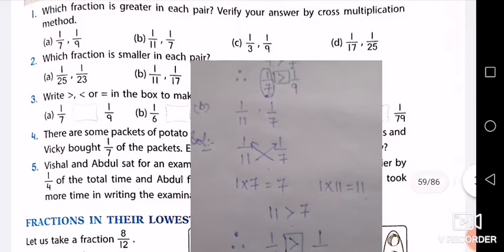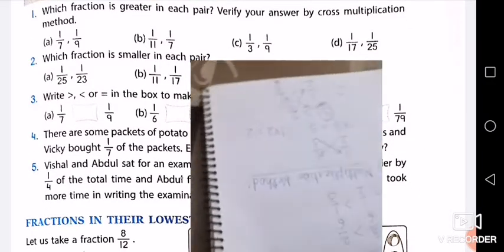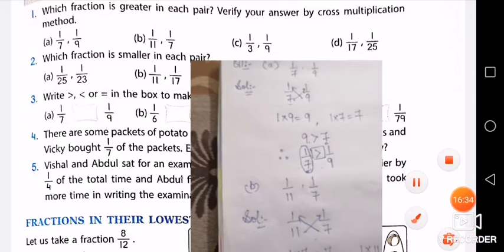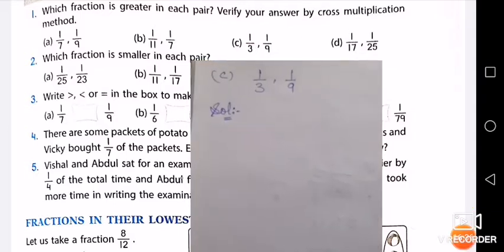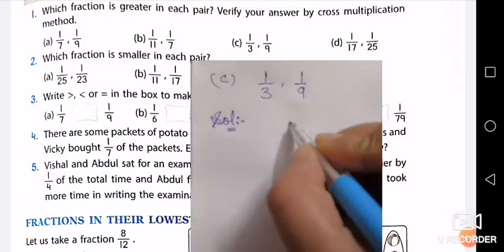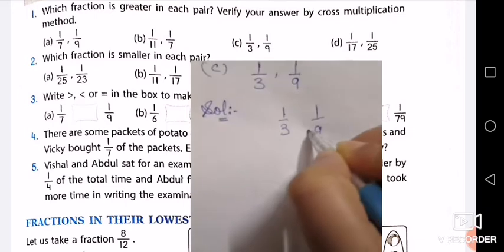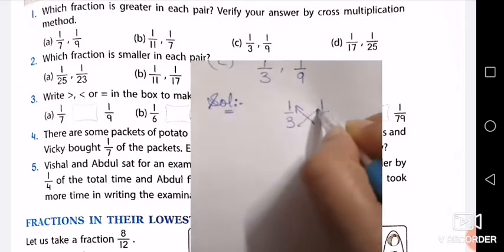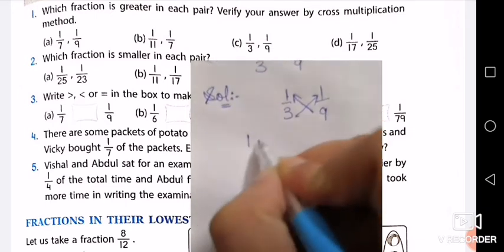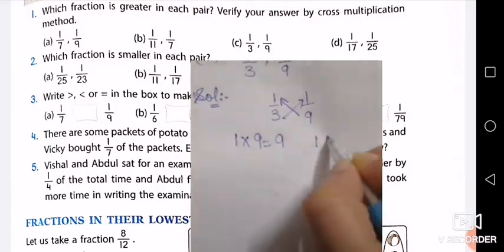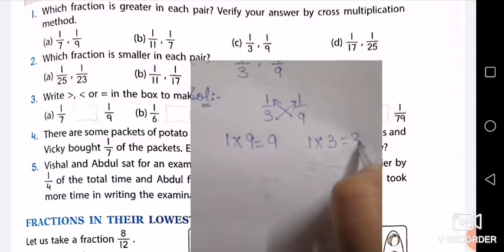Now next is 1 by 3 and 1 by 9. So we will do 1 by 3 and 1 by 9. So children, what is the first step? First step is cross multiplication of the given fractions. So we will do cross multiplication here. 1 will be multiplied by 9, we will get 9. Next, 1 will be multiplied by 3, we will get 3.